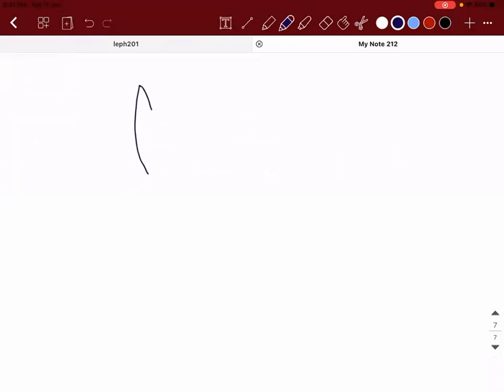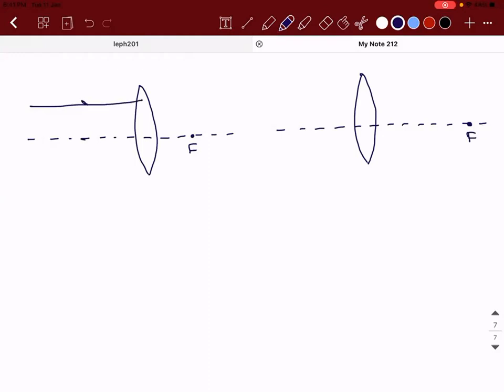Let us take an example. Suppose I have a convex lens. Same thing: one has the focus here, and for the second one, the focus is here. I am considering a ray parallel to the principal axis in both scenarios. In the first case, it is going to bend like this. In the second case, it is going to bend like this.